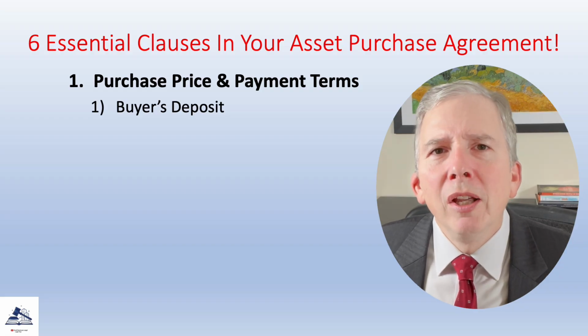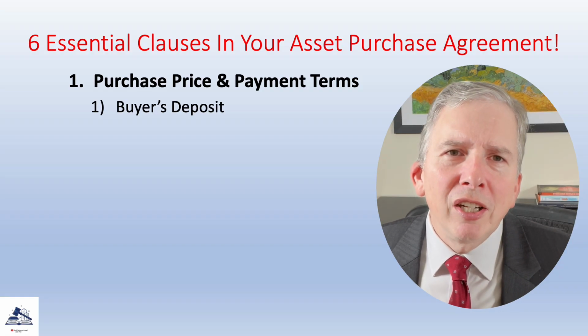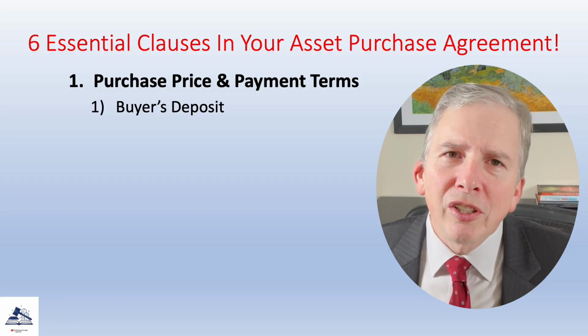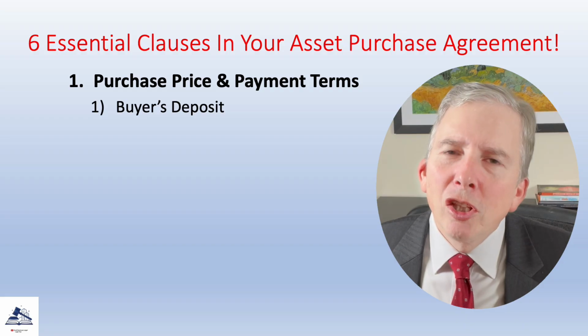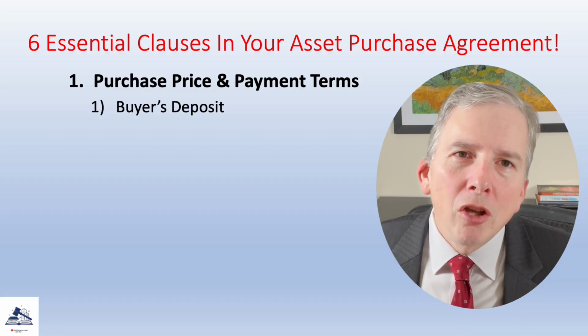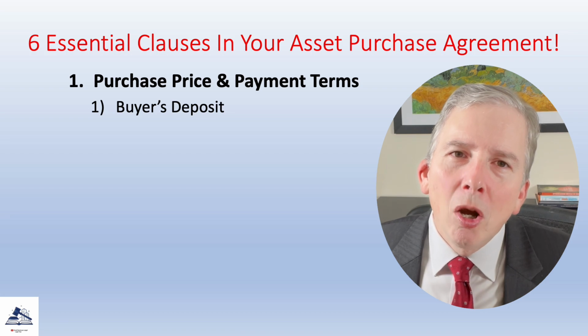So for example, if the buyer has paid $10,000 in connection with signing the LOI and will pay another $25,000 in connection with signing the APA, the purchase price clause in the APA should specify that the buyer has paid $35,000 in deposit, which will be credited towards the purchase price of buying the business.